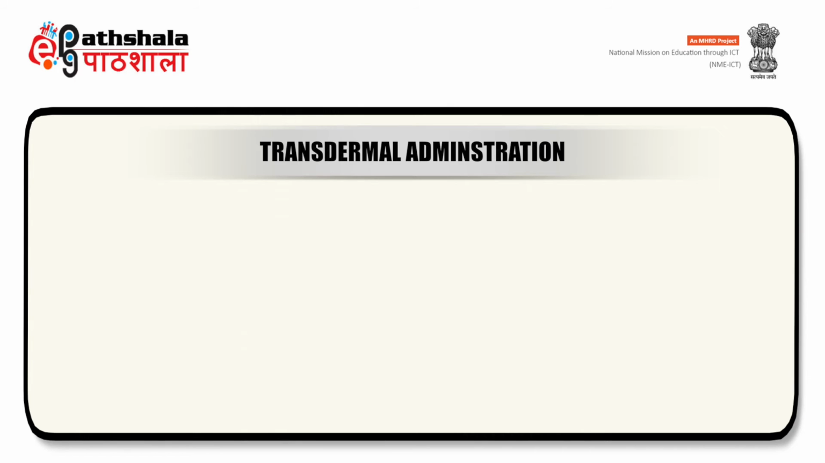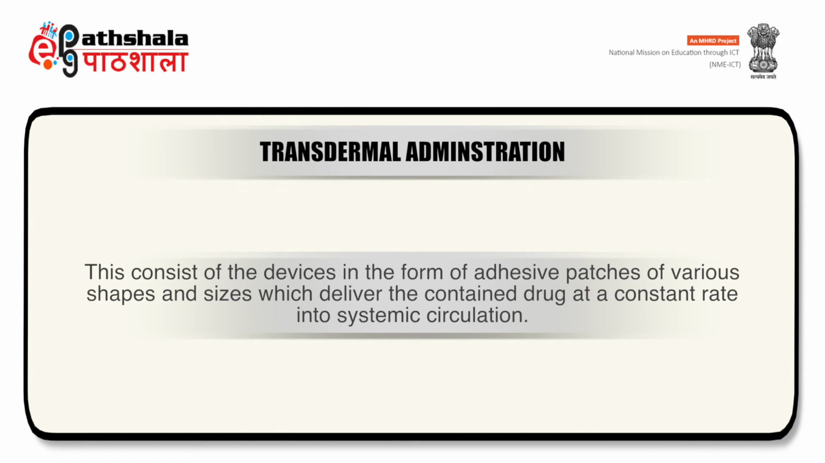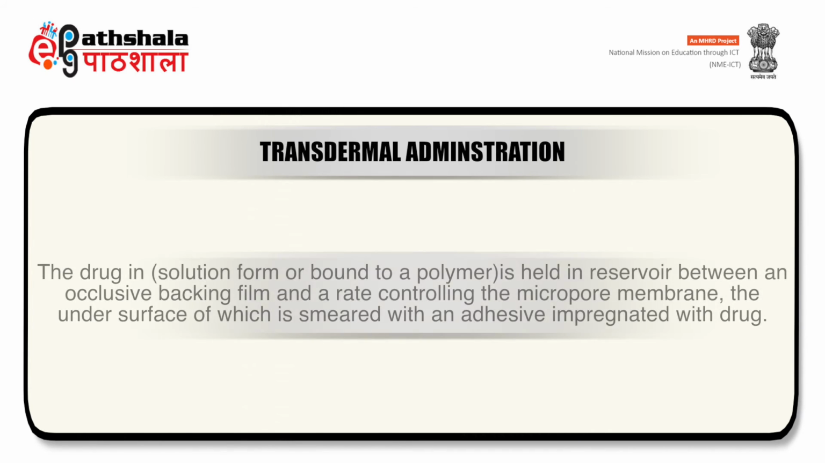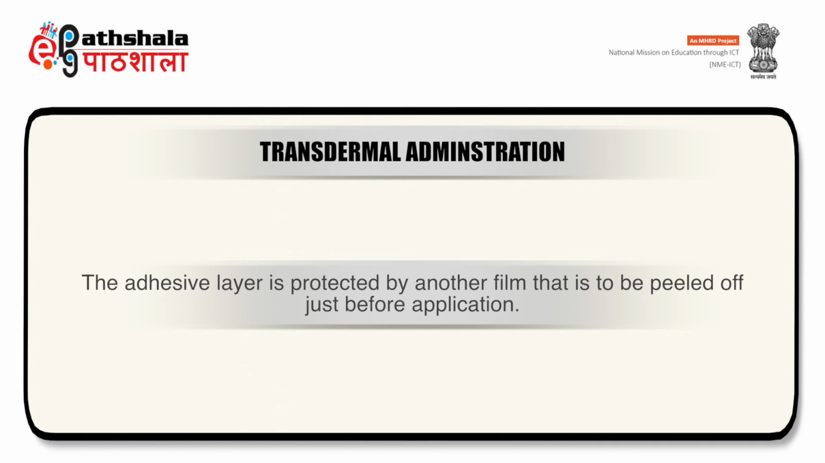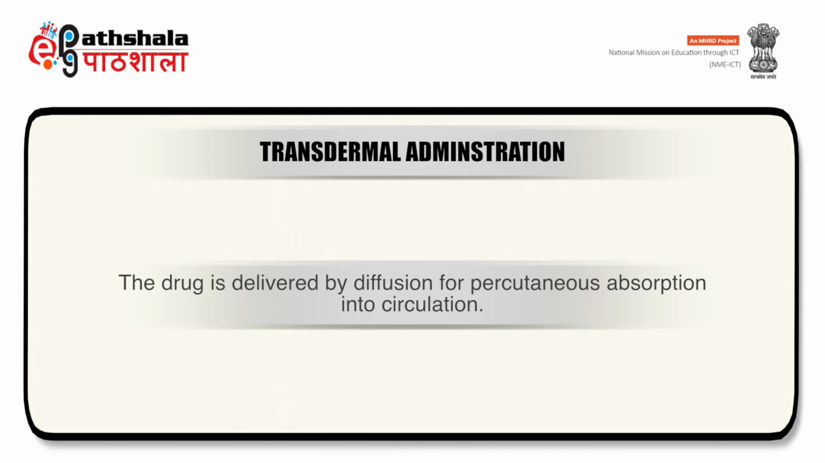Now we will discuss the transdermal route of drug administration. This consists of devices in the form of adhesive patches of various shapes and sizes which deliver the contained drug at a constant rate into the systemic circulation. The drug in the form of solution or bound to a polymer is held in a reservoir between an occlusive backing film and a rate-controlling micropore membrane, the under surface of which is smeared with adhesive impregnated with drug. The adhesive layer is protected by another film that is to be peeled off just before application. The drug is delivered by diffusion or percutaneous absorption into the circulation.